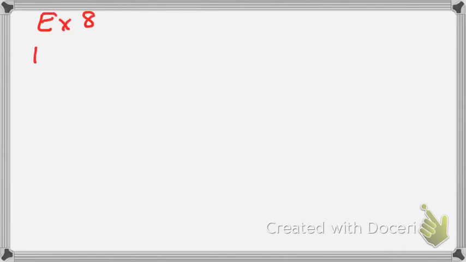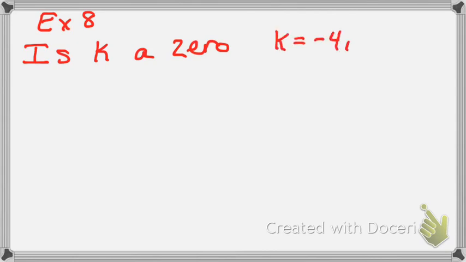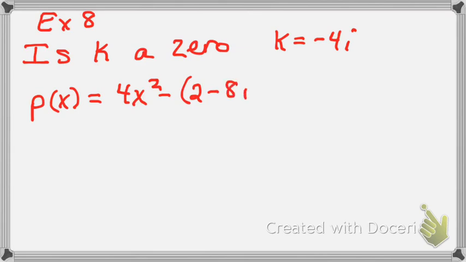And same thing, they want to know, is K a 0? And this time, K is going to equal negative 4i. And my P of x, or f of x, or whatever function name you want to use, is 4x squared minus parentheses 2 minus 8i times x plus parentheses 32 minus 8i.